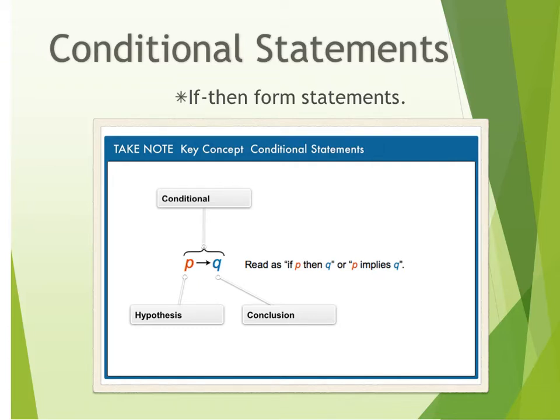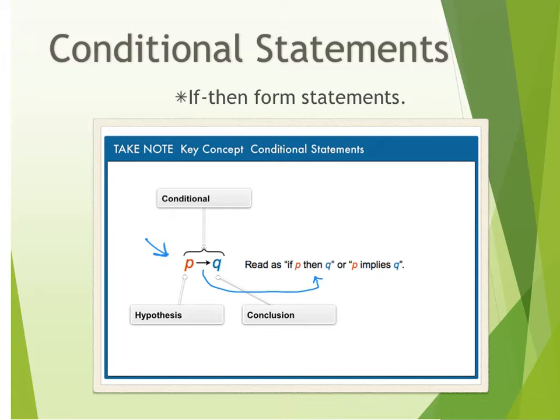So conditional statements, they're also called if-then statements, and they are formed in this kind of P then Q situation down here. This arrow reads as then. So the way you would read this symbol here is if P, then Q. P is your hypothesis. Q is your conclusion.